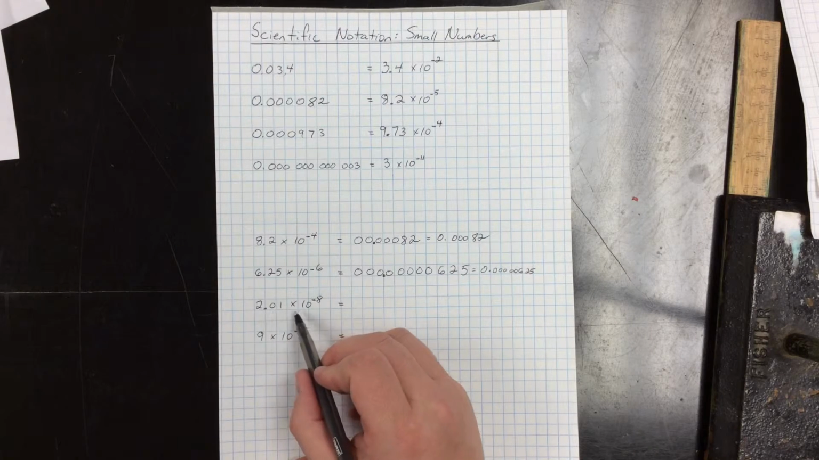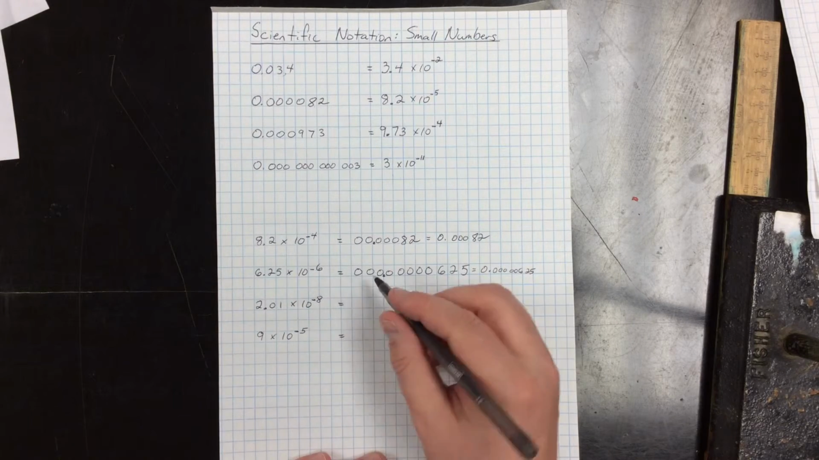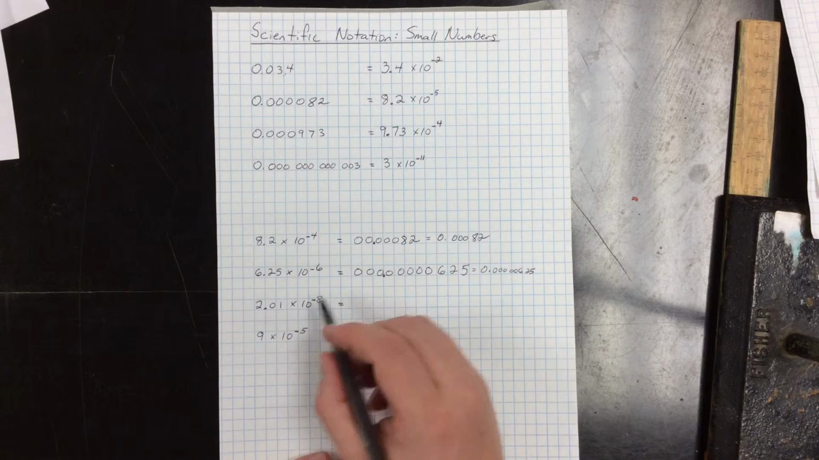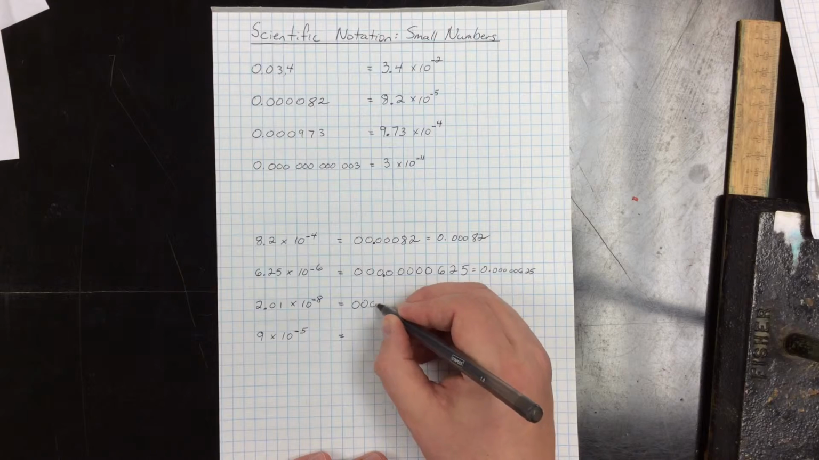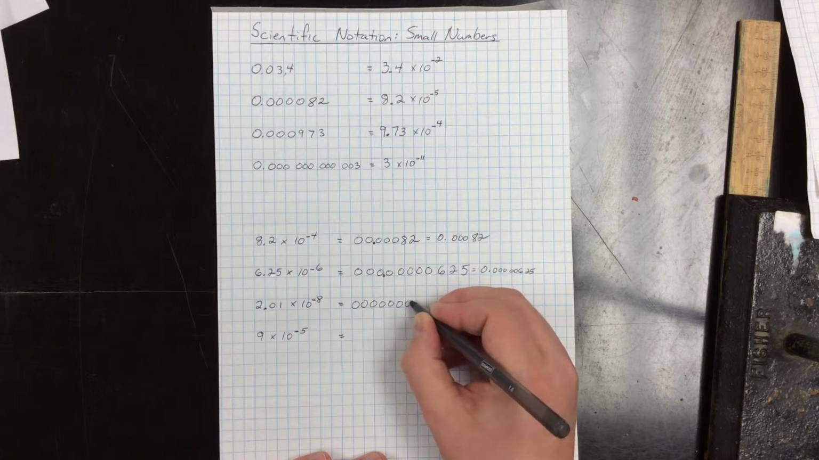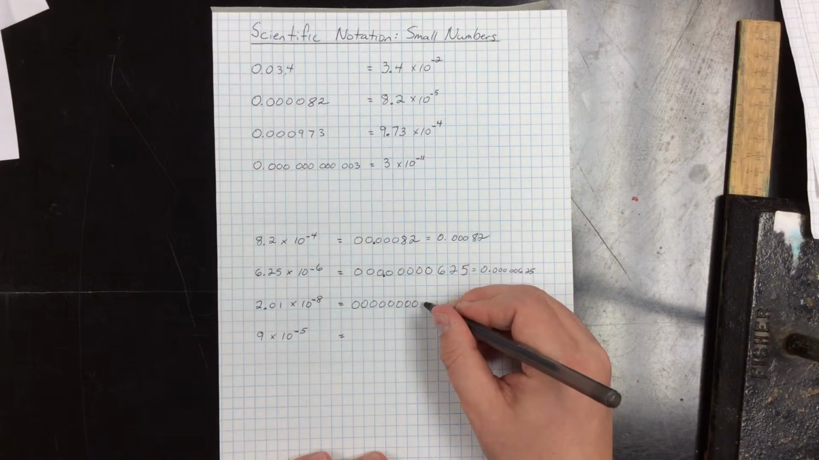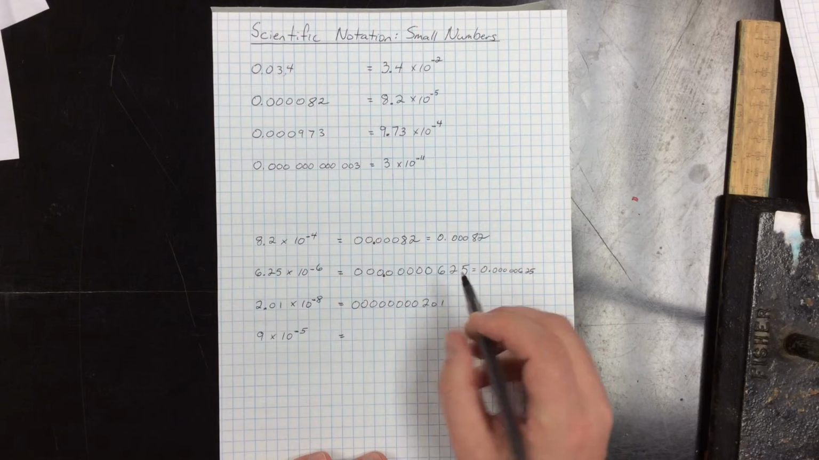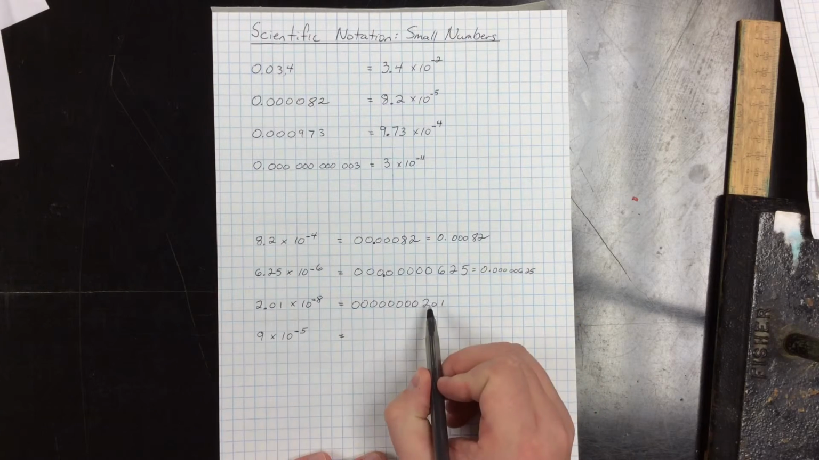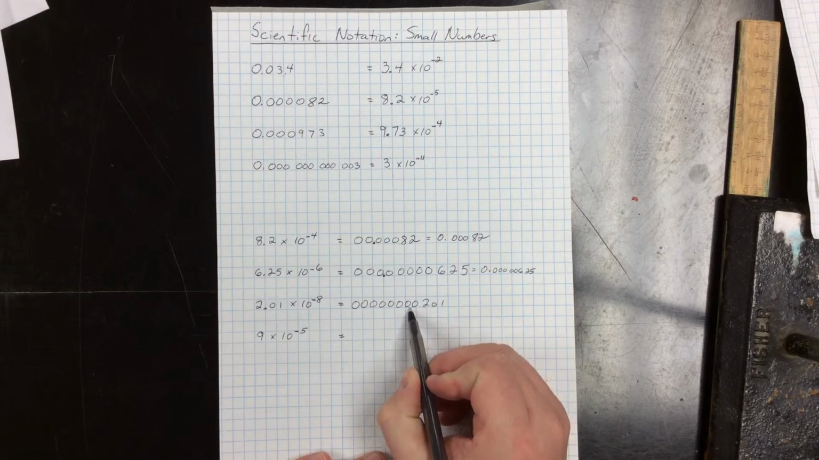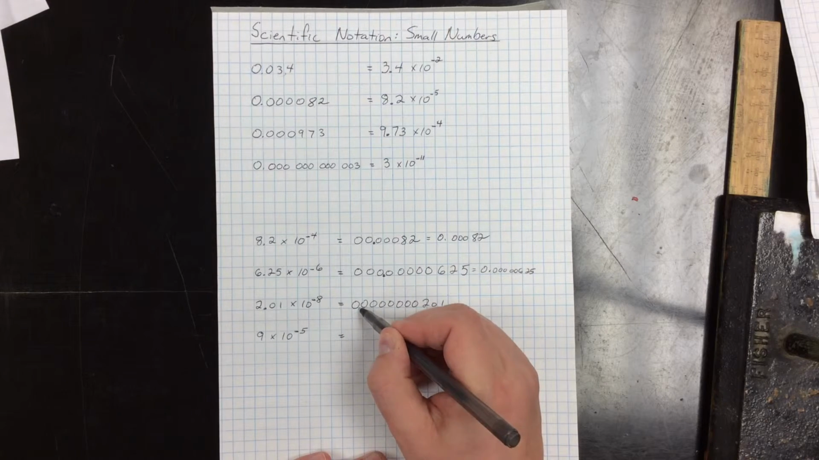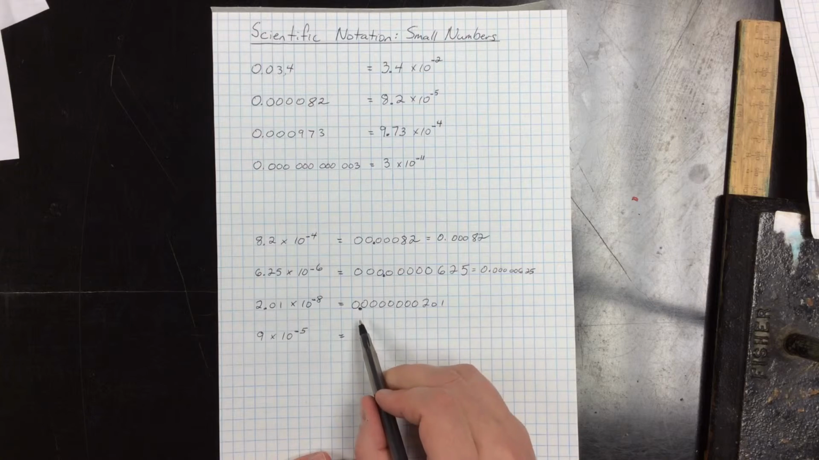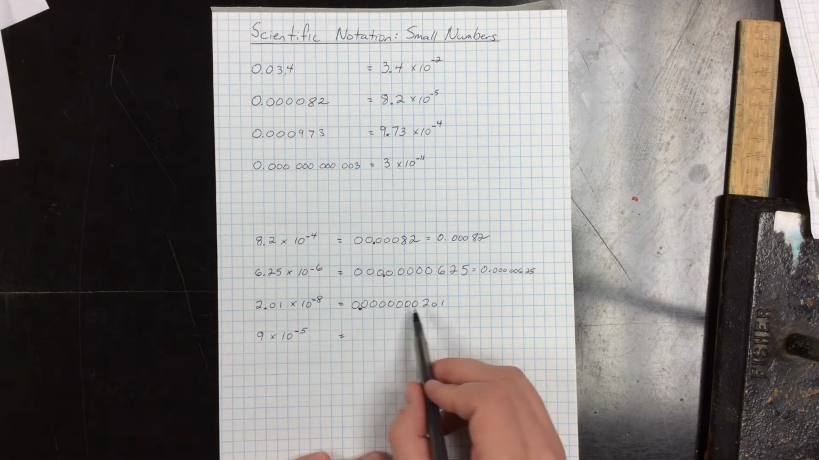So 2.01 times 10 to the negative 8. So I know my significant digits are going to be 201. And I'm going to have a whole bunch of zeros in front. 201. And I need to move the decimal 8 places. 1, 2, 3, 4, 5, 6, 7, 8. So there's my answer in standard form.